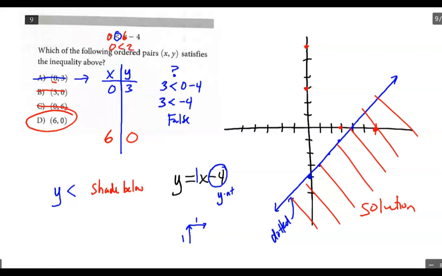So you could go the plug and chug or you could graph it either way, but I do think this fact about y less than you shade below and y greater than you shade above is definitely helpful, especially in problems where there's a system of equations and there's 2 lines. So I thought I'd throw that out there to you.